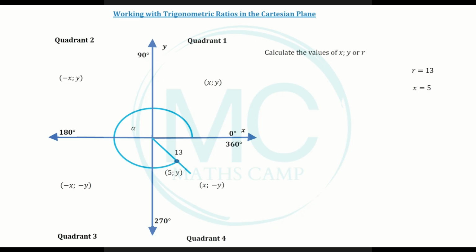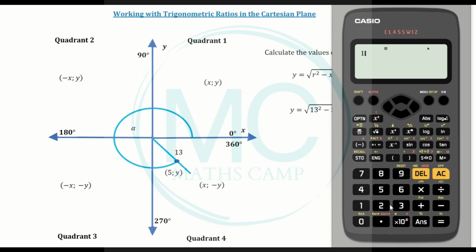Let's make y the subject of the formula, and we say y is equal to r squared minus x squared, all under a square root. Now we can fill in our values. And we say y is equal to the value of r, 13 squared, minus the value of x, which is 5 squared, all under a square root. Now we can take our calculator. We say 13 squared minus 5 squared is equal to 144. Square root our answer, and we get 12.